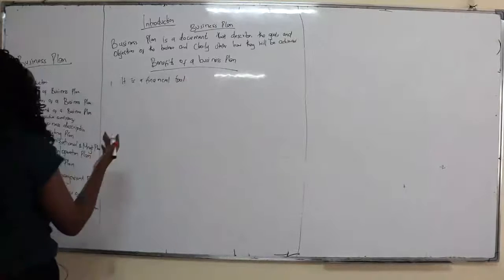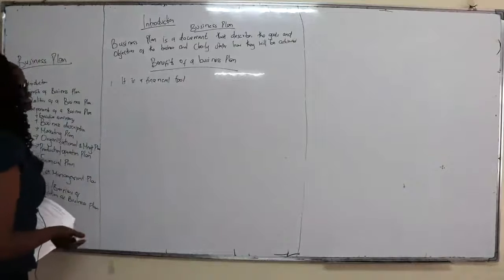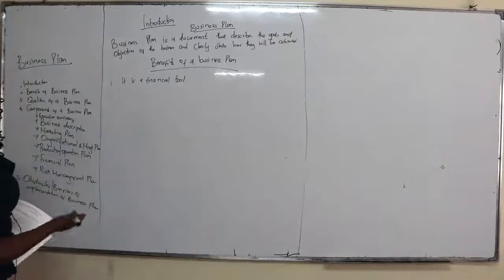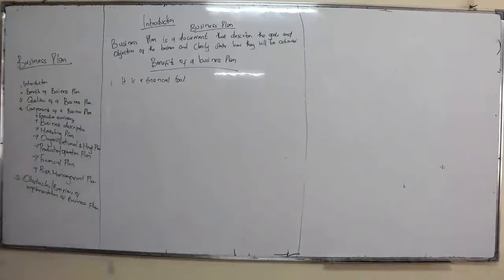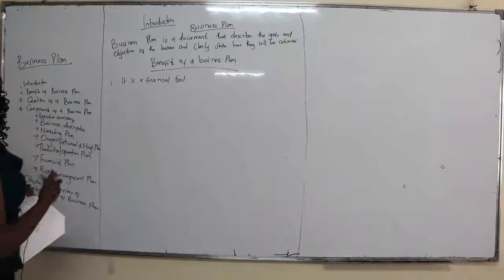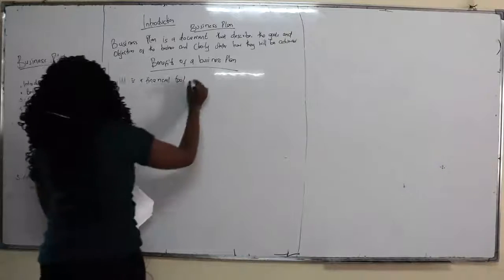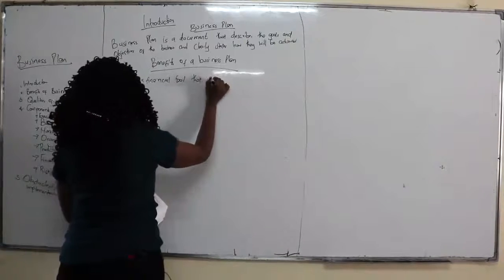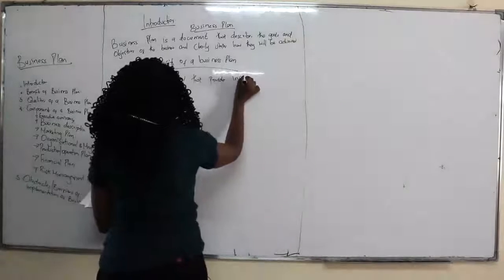Meaning that if you have a business plan, you can use it to acquire loans from the banks, because whenever you walk into a bank and say that I want to start up a business, or even if it is a continuing business, the bank will ask you to provide your business plan. So this business plan acts as a financial tool that provides information if one wants to acquire a loan.